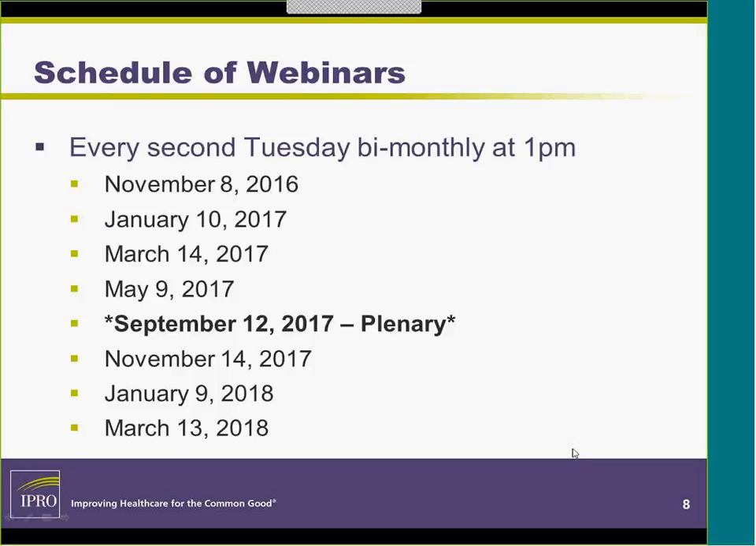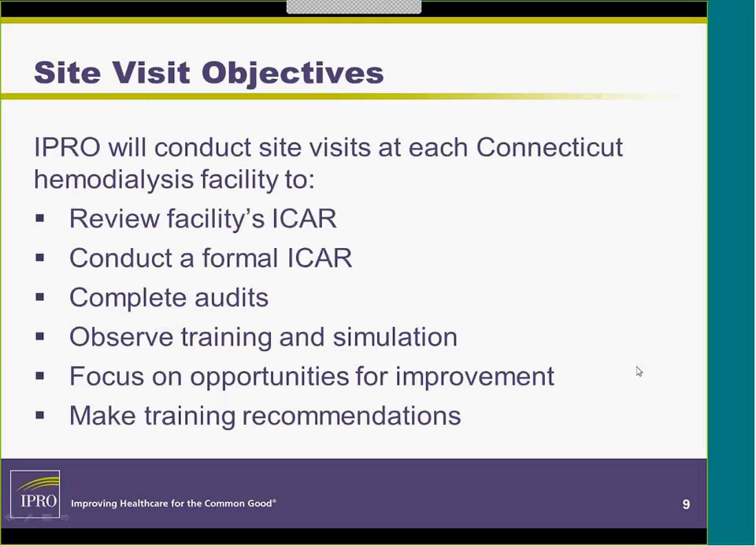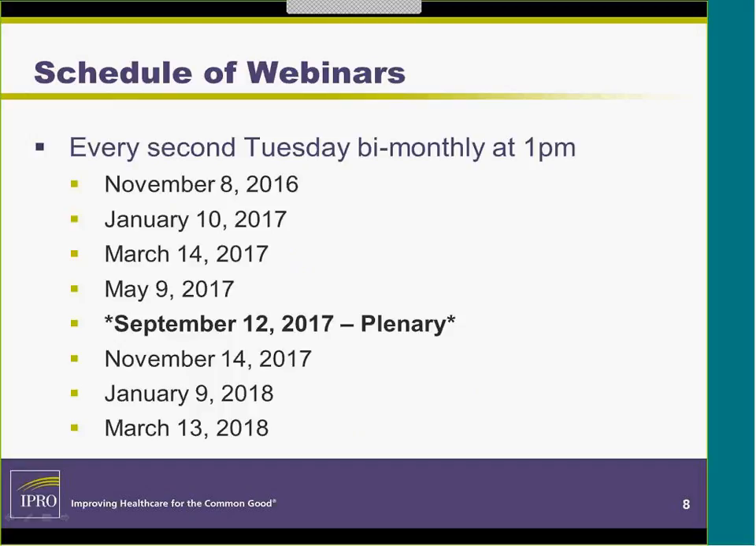The November 8th one is obviously today, so that will be one of the 8. Then we'll have the January 10th, 2017, March 14th, 2017, May 9th, 2017, and then following the same schedule, this is bi-monthly on the second Tuesday. The September 12th, 2017, this is the date that we have slated for the in-person plenary.